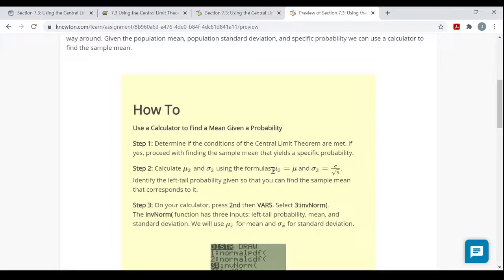And remember that the mean of those means, the mean of the x bars, the mean of the sample means, was just the mean of the original population. So mu x bar was mu. And the standard deviation of those sample means was the standard deviation of the original population divided by the square root of the sample size. So hopefully that sounds familiar.